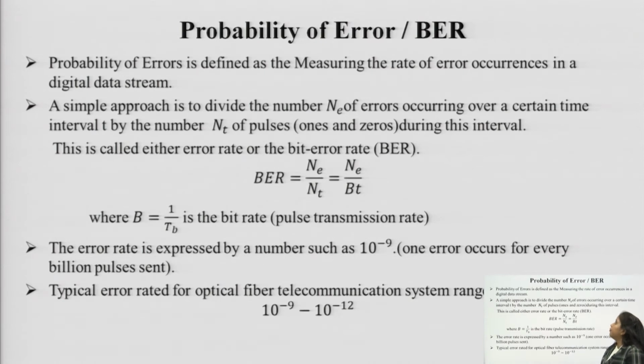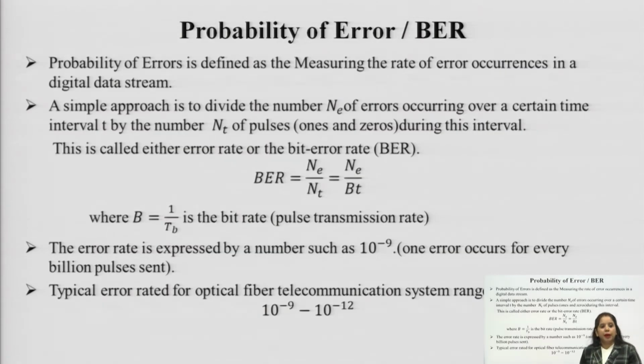Now, we have gone through the errors and the reasons for the errors, but we have to calculate the error, because at last we have to make our signal error free. So, the probability of error and the bit error rate is discussed here. What is meant by the probability of error first? Probability of error is defined as the measure of the rate of error occurrence in a digital data stream.